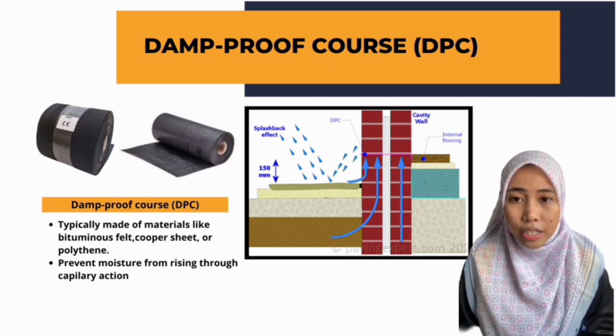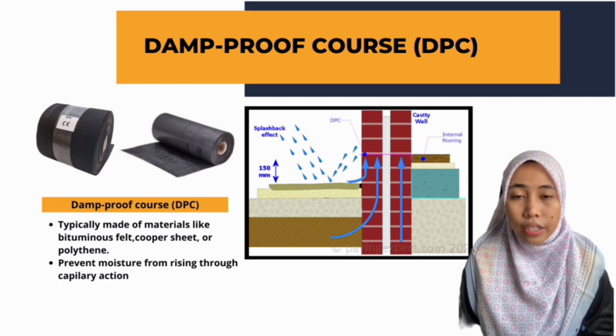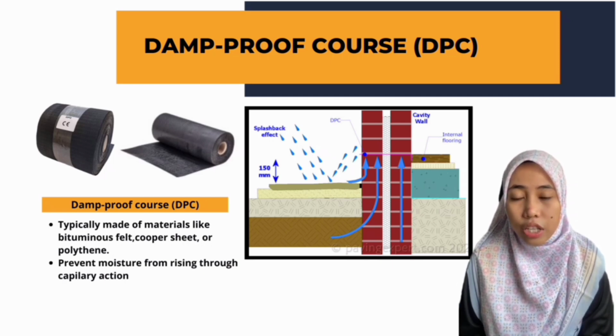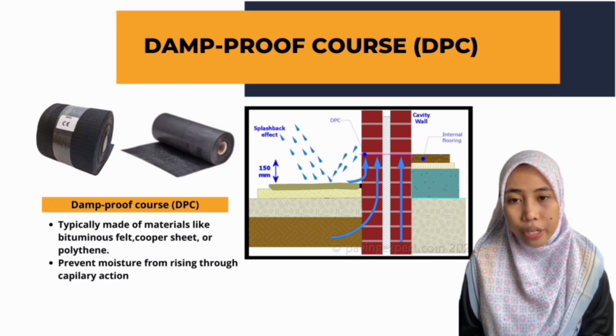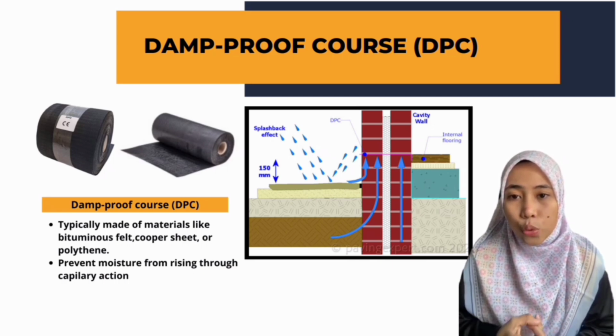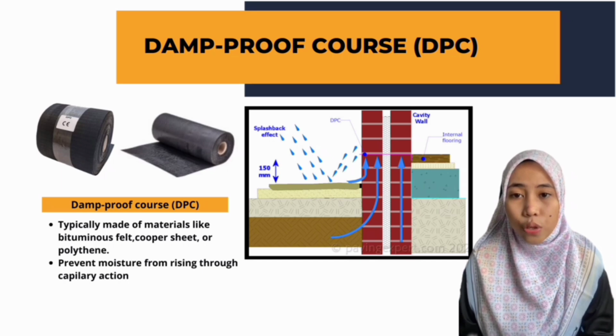Hence, it is placed at a height of 150 millimeters above ground level to stop dampness from penetrating the walls. Usually, a damp-proof course is installed into the base of the wall as standard during construction. This is because installing a damp-proof course is essential in protecting buildings from issues like rising dampness, mold growth, mildew, staining, and damage to surface finishes caused by moisture.